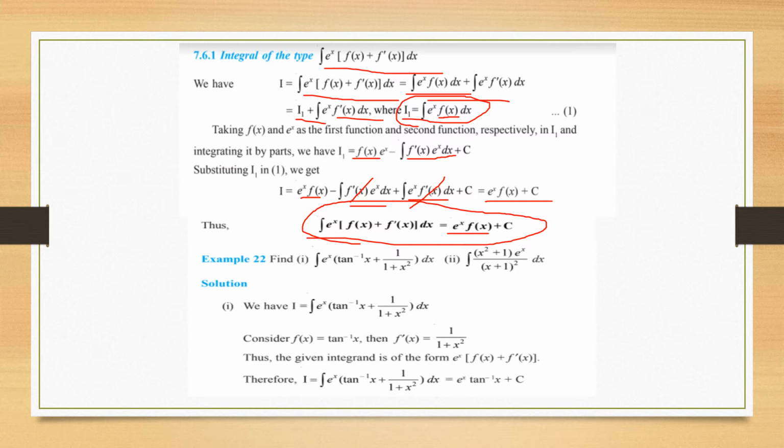Okay, so see example number 22, e raised to power x [tan inverse x plus 1 upon 1 plus x square]. So you know my function is tan inverse x and its derivative is 1 upon 1 plus x square. So it is of this form and generally the integral is your e raised to power x f(x) plus c. So who is f(x) here? e raised to power x tan inverse x plus c.